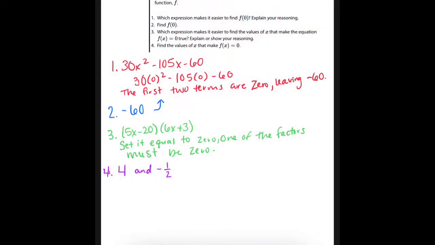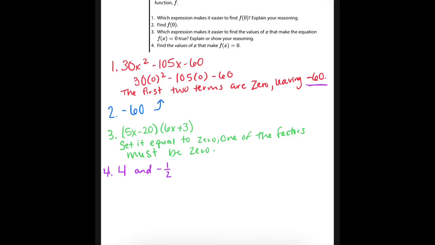Here's number 3. The expressions 30x squared minus 105x minus 60 and 5x minus 20 times 6x plus 3 define the same function f. Number 1, which expression makes it easier to find f of 0? That would be the first one, because if you plug in 0 for your x's, your first two terms are going to be 0, leaving you with negative 60. Number 2, find f of 0. We just did that, which would be negative 60.